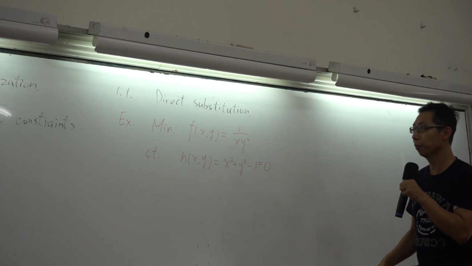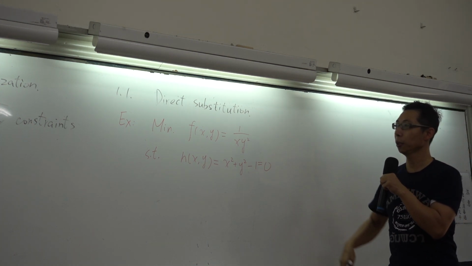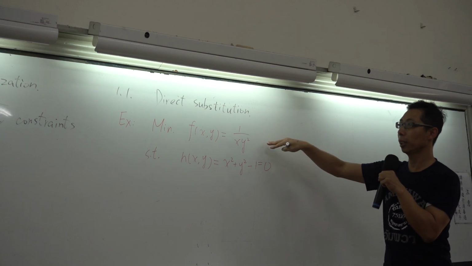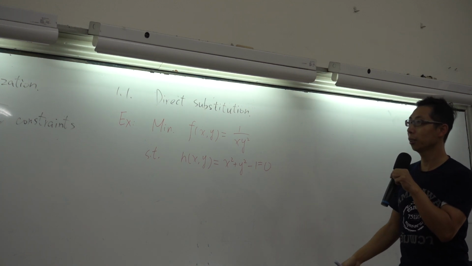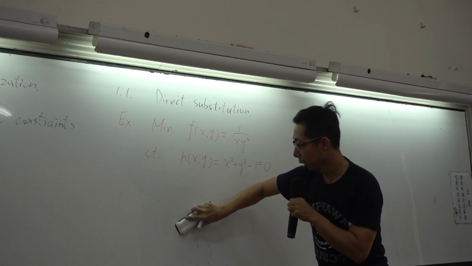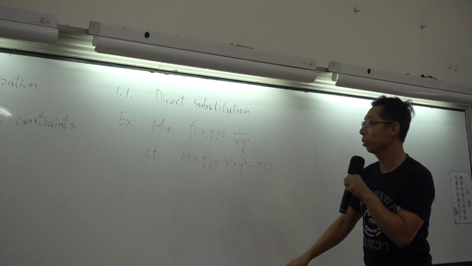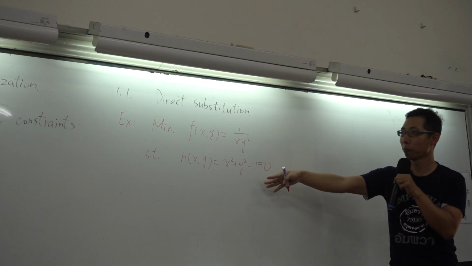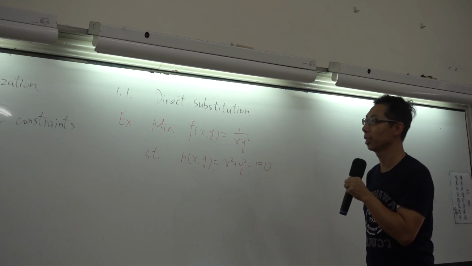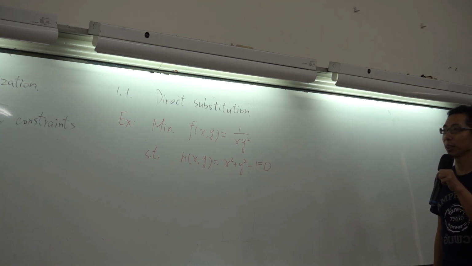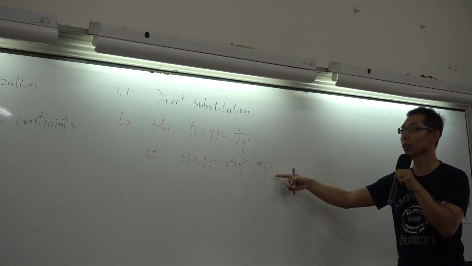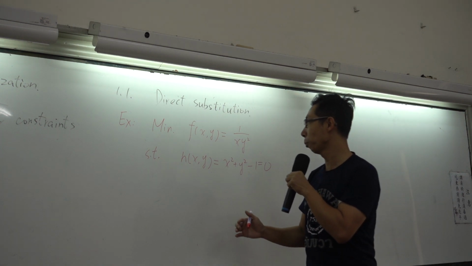Okay, suppose we have this kind of problem. We want to minimize this. As you can see, there are two variables and one constraint. This means that we still need to perform the optimization, right? If there are two constraints, we can directly solve for x and y using the two constraints. So that's not optimization. But right now, there's only one constraint, so it's still an optimization problem.